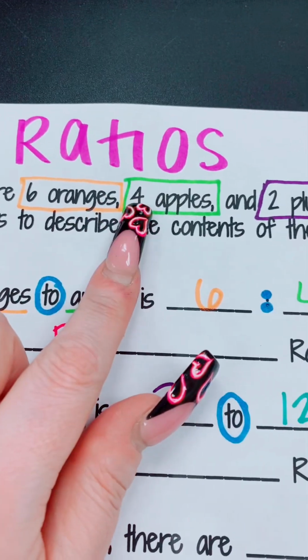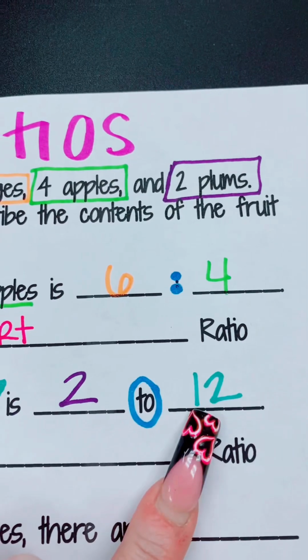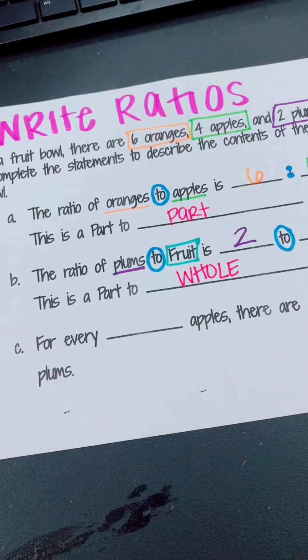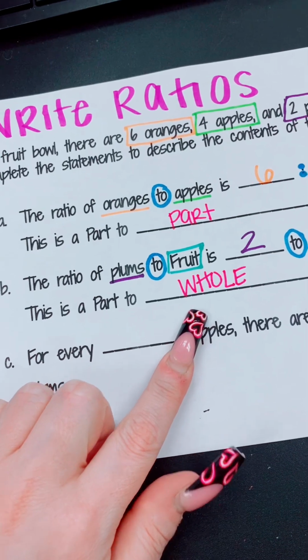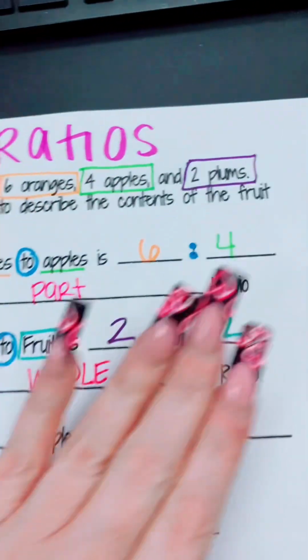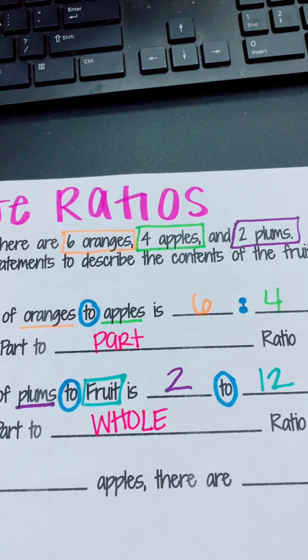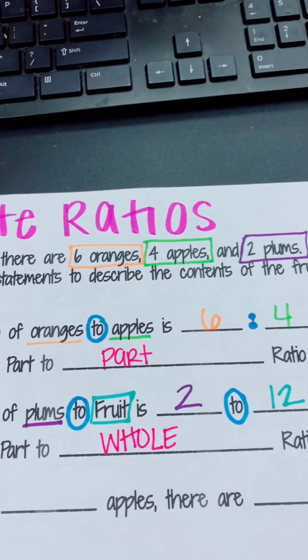6 plus 4 is 10. 10 plus 2 makes 12. That's all of the fruit. That makes this a part to whole ratio. It's taking part and comparing it to the whole thing, all of the portion of the fruit bowl. So part of the fruit bowl to all of the fruit in the fruit bowl.